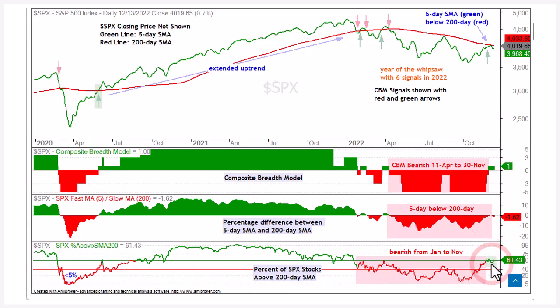A little bit lower down, you can see we have the percentage of S&P 500 stocks above the 200-day, 61.43% are above.